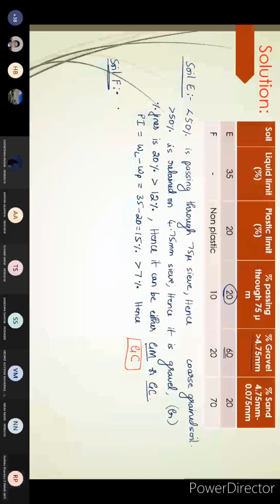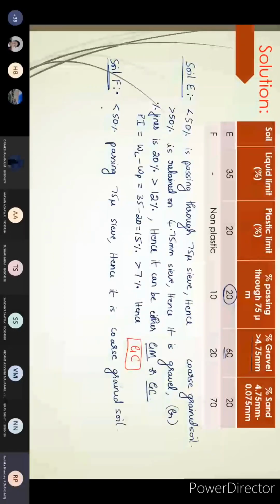Coarse grained. So why? Because less than 50% is passing 75 micron. So hence it is coarse grained. You have to write all these steps, how you have classified the soil. Okay.